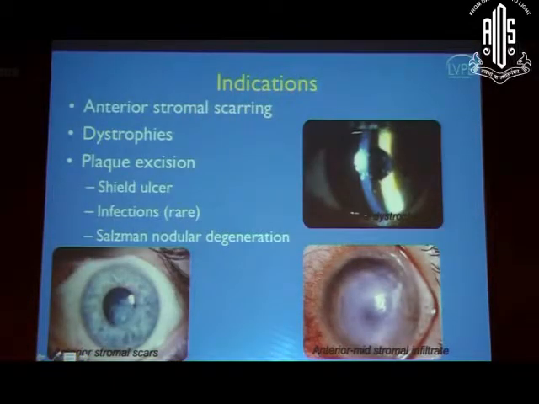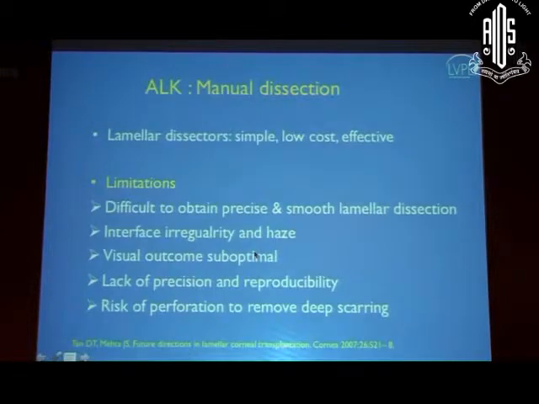So what are the indications we can use it for? Anterior stromal scarring, certain dystrophies are excellent indications, and excision of plaques where the plaque is very deep and you want to tectonically stabilize it by placing corneal tissue. That includes a case of shield ulcer that we did, and rarely infections, more for Acanthamoeba keratitis where there's a plaque and we replace it with a 120 or 150 micron lamellar tissue. And then, as Namrata has mentioned, the superficial corneal scars, including Salzmann nodular degeneration. This forms the bulk of the indications for anterior laminar keratoplasty.